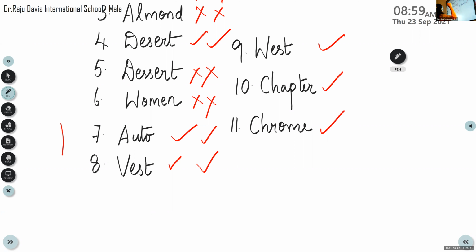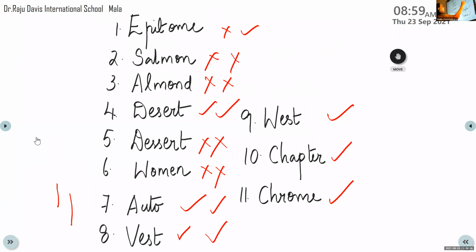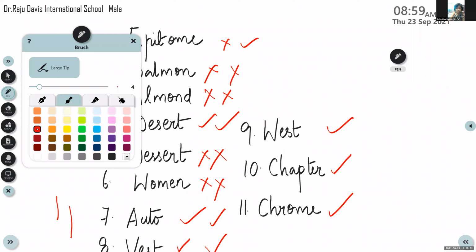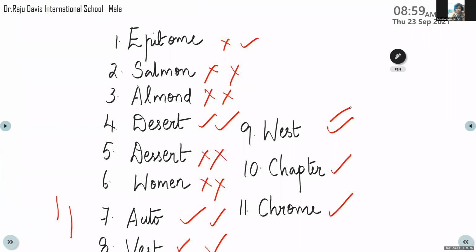Yes, Advaita, can you tell me the ninth one? With. Then west. Okay. Chapter. From. Okay. From. Stringa. Epitome. Salmon. First one. Epitome.